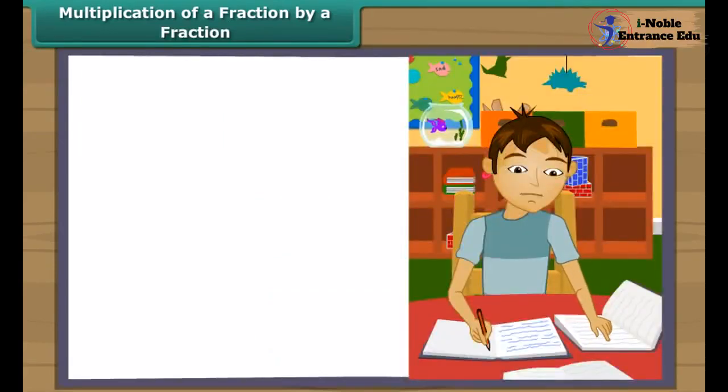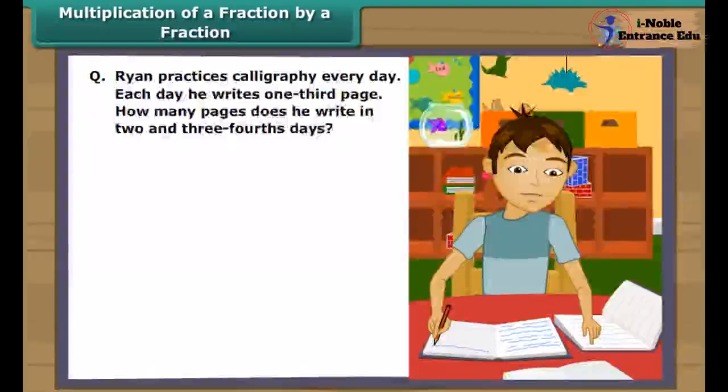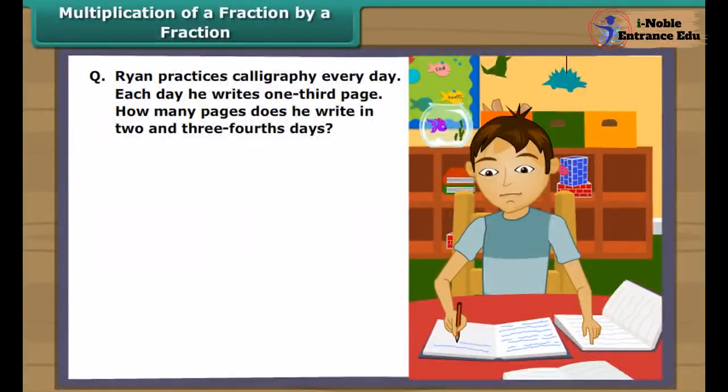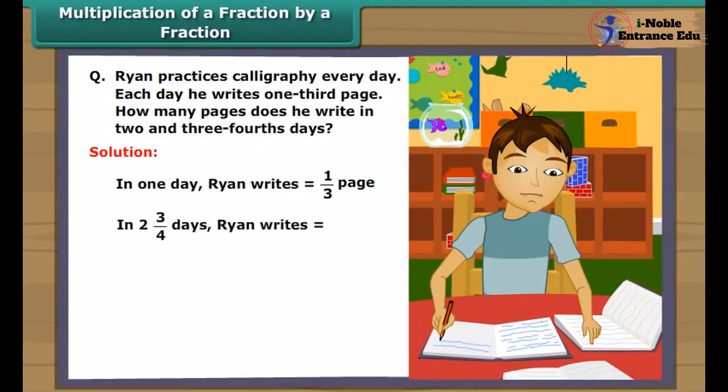Multiplication of a fraction by a fraction. Ryan practices calligraphy every day. Each day he writes 1/3 page. How many pages does he write in 2 3/4 days? The part of page written by Ryan in 1 day is equal to 1/3. So the part of page written by Ryan in 2 3/4 days is equal to 1/3 multiplied by 2 3/4. This is equal to 1/3 multiplied by 11/4, which is 11/12. Thus Ryan writes 11/12 pages in 2 3/4 days.